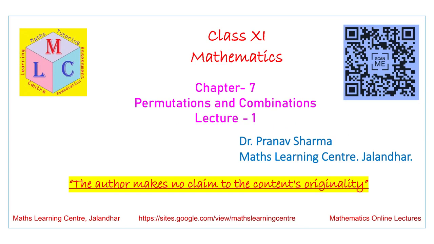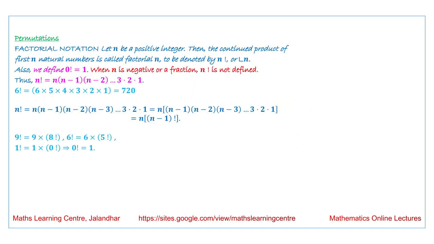We are going to start now the next chapter, chapter 7 of class 11th mathematics, permutation and combinations, and this is lecture 1. So in this lecture we will talk about the definitions related to permutations. So first definition we have, it is factorial notation.